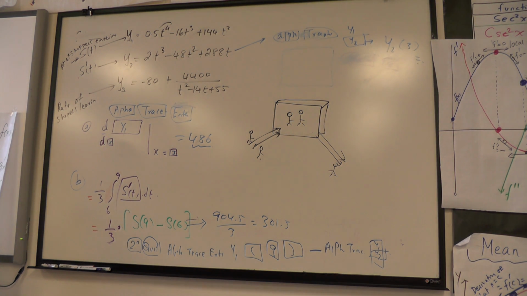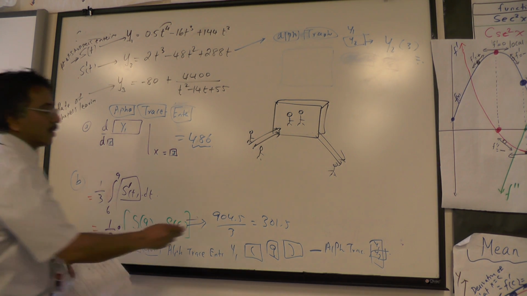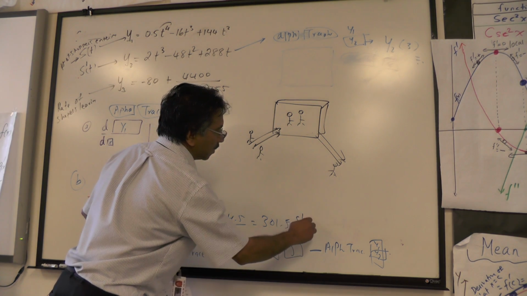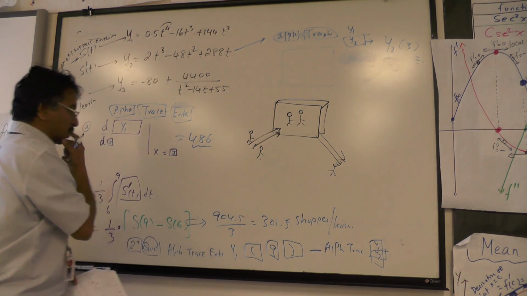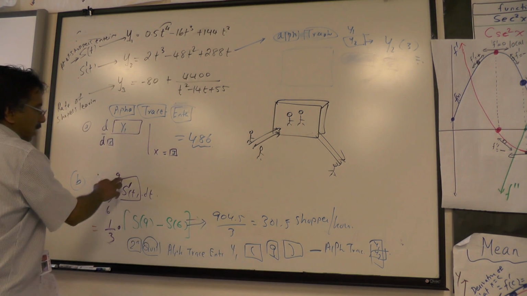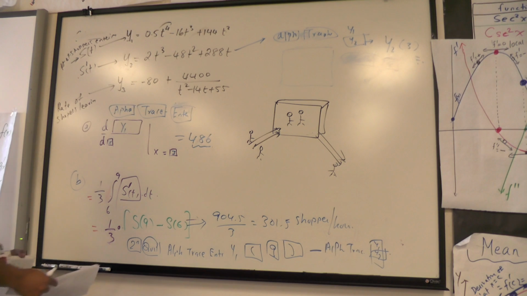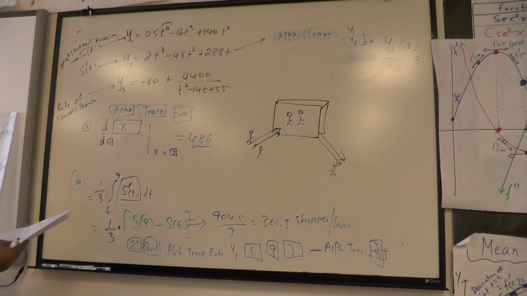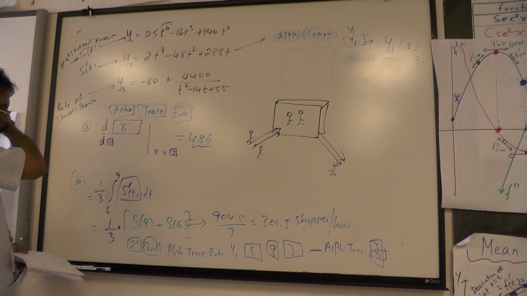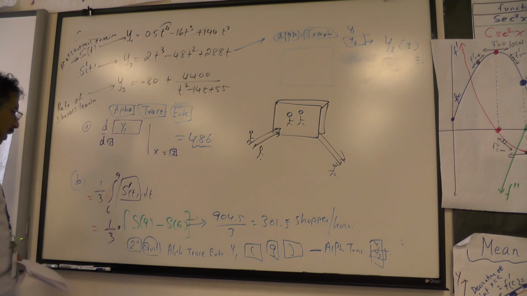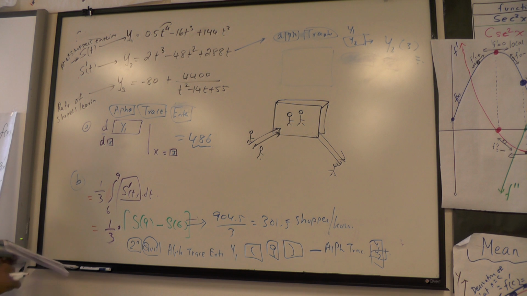So the average rate at which shoppers are entering is 301.5 shoppers per hour. So from 6 to 9, the average rate at which shoppers are entering is that part. Okay, so this completes this part.